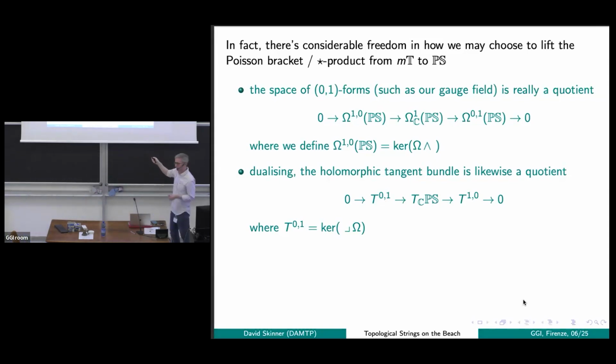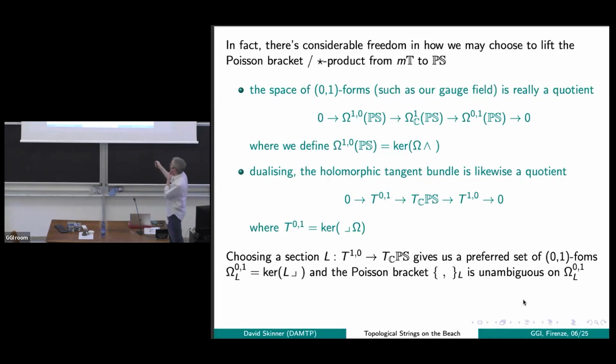And that's key because my star product involved a lift of something I wanted to be thought of as holomorphic vectors, but there's a lot of freedom in what I mean by holomorphic vectors. Now, if I make a choice, effectively choosing a section of holomorphic vectors, what that means is I just make a choice of what I'm going to mean by holomorphic vectors of these guys. Then we'll get a preferred set of 0-1 forms, dual to my choice of holomorphic vectors, and then there'll be a preferred, unique Poisson bracket acting on these types of forms. But it depends on this choice.